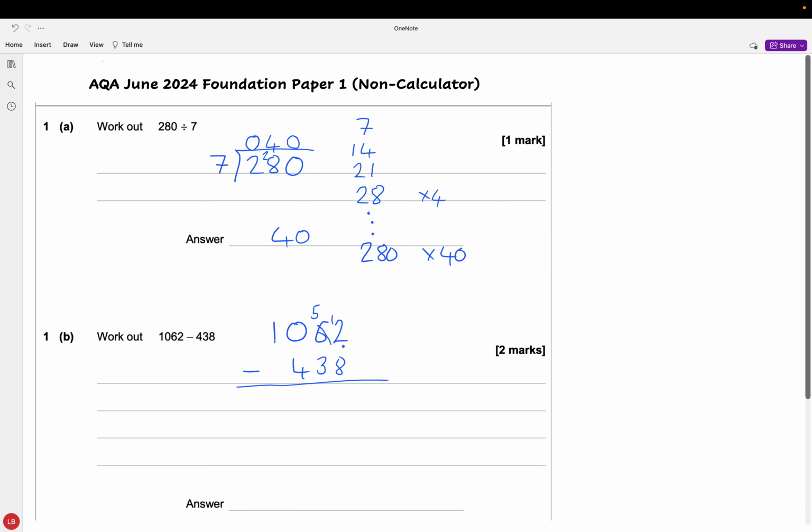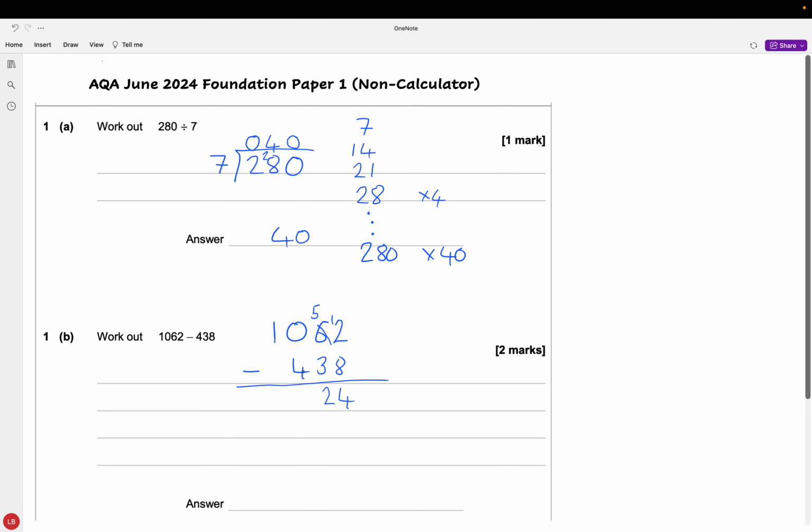If you've ever wondered what's happening here, what we've done is we've rewritten the number 62 as 5 in the tens column, so 50, and a 12. 50 plus 12 is 62. It's the same number, it's just written in a weird way, 50, 12. But because of this 12, we can now do our takeaway. 12 take away 8 is 4. 5 take away 3, we can do that, that's 2.